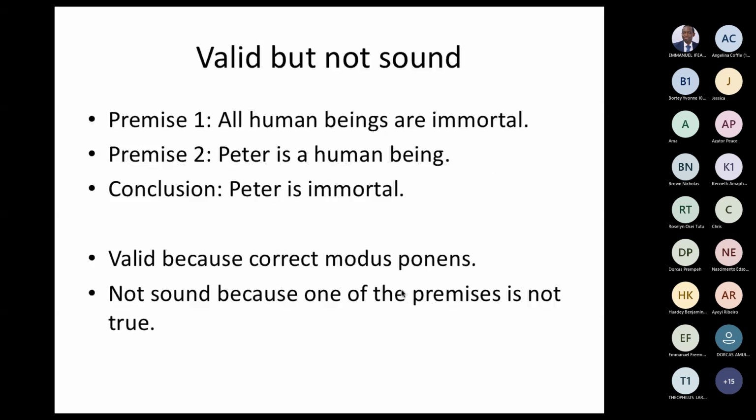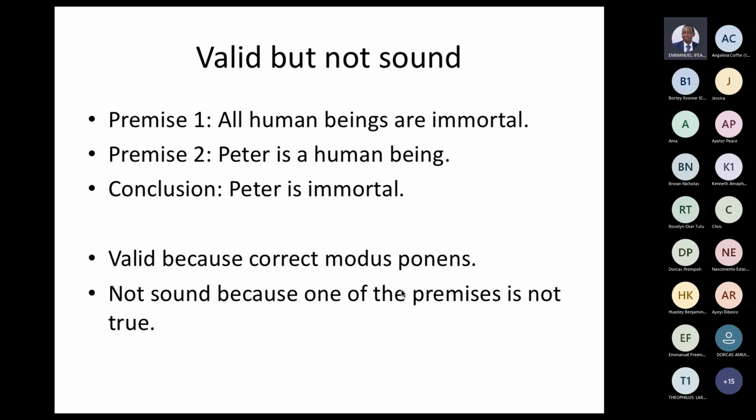Now, we've seen what makes an argument valid. An argument is valid if it is either a modus ponens, a modus tollens, a hypothetical syllogism, or a disjunctive syllogism. So those conditions are enough for validity. But an argument could be valid but not sound. Let's look at this.